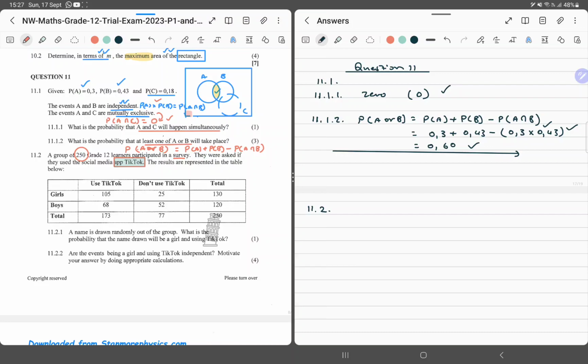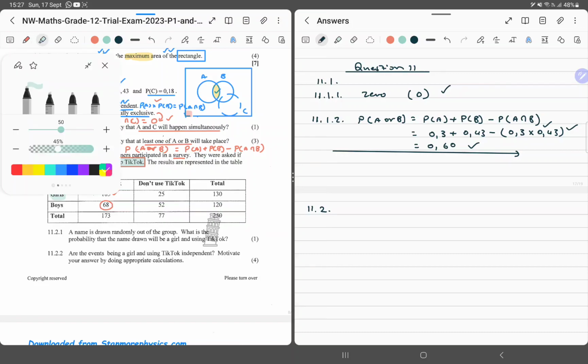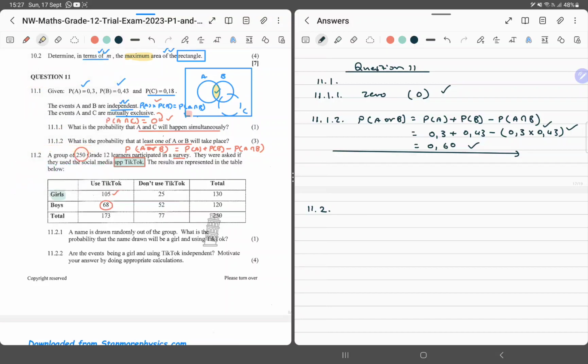Anyhow, let's go. The results are represented in the table below. Can you see? You will see that mostly it's girls on that thing. 105 women against 68 boys. Women are there and they are really crazy there.